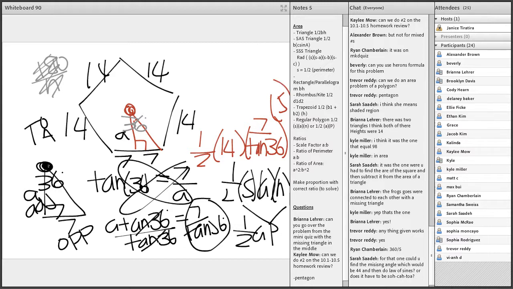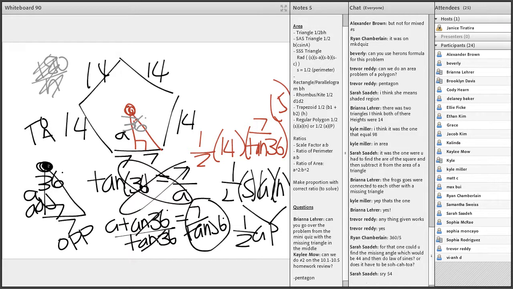So that one you could find the missing angle, which would be 54. Where's 44? Sarah, where's 44? Oh, 54. Yes, you could do law of sines too. You could do law of sines, absolutely. Yes, that's okay.